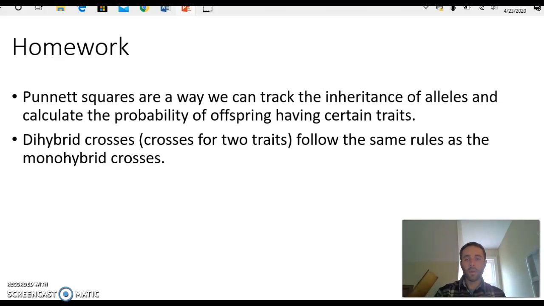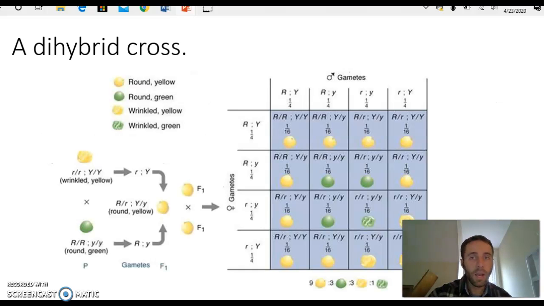So for your homework, I want you guys to do some work with these Punnett squares. We saw a simple version, looking at classical Mendelian genetics, and I'm going to post a homework assignment for you to work on. The same rule applies with dihybrid crosses. This is a cross where I have two traits that I'm looking at, and they follow the same rule as the monohybrid crosses: each parent has a 50% chance of passing on one of its alleles to the next generation. For a dihybrid cross, I'm just going to show you a quick example, and I'll post this so you can work through it, but you have to figure out which gene is which.